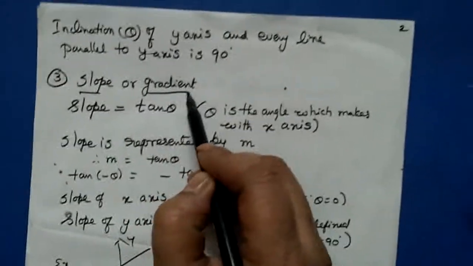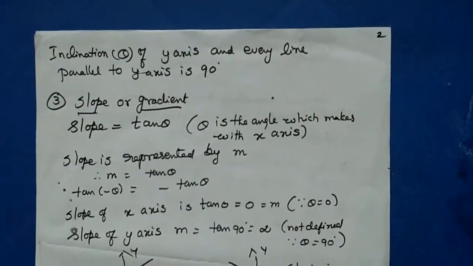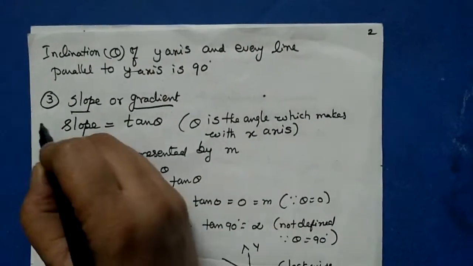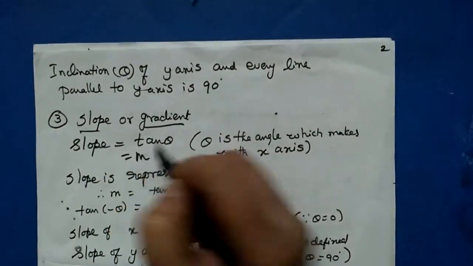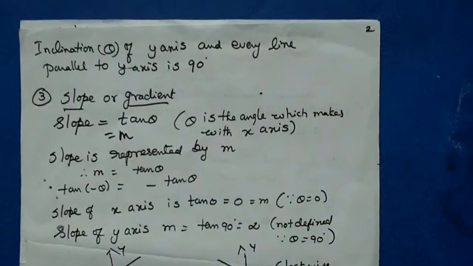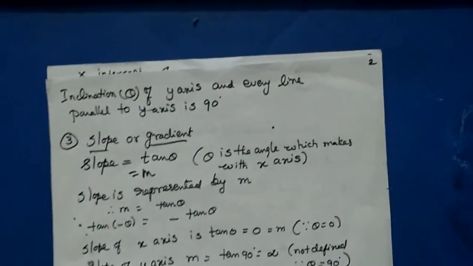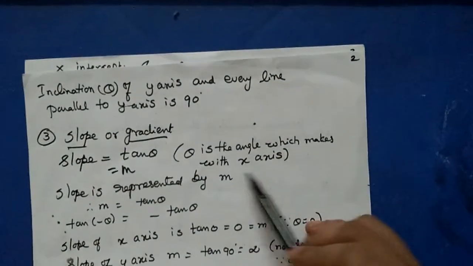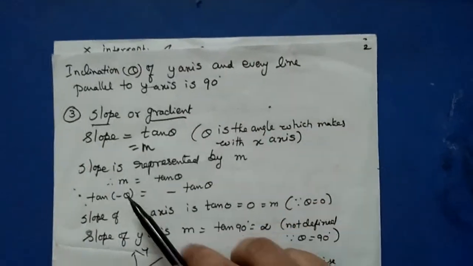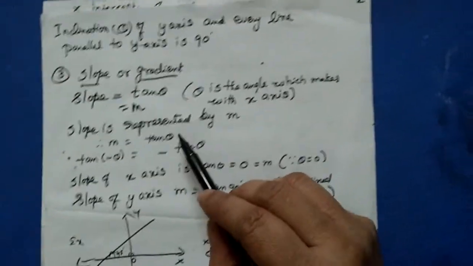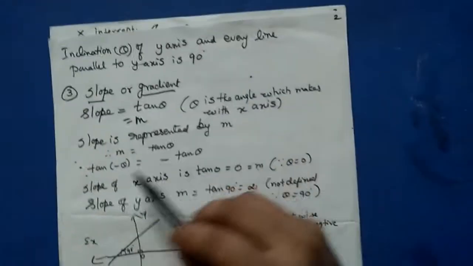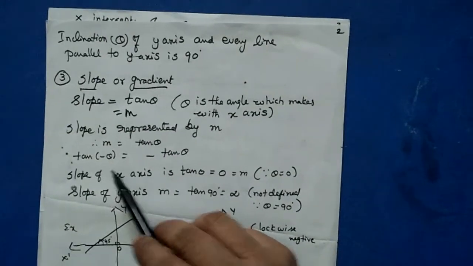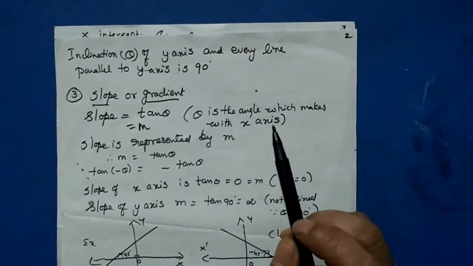Next, coming to the slope. Slope, another name is gradient. Slope is represented by tan theta and also is equal to m. Theta is the angle which the line makes with the x-axis. Now m is equal to tan theta if theta is positive. If it is negative, tan of minus theta is minus tan theta.